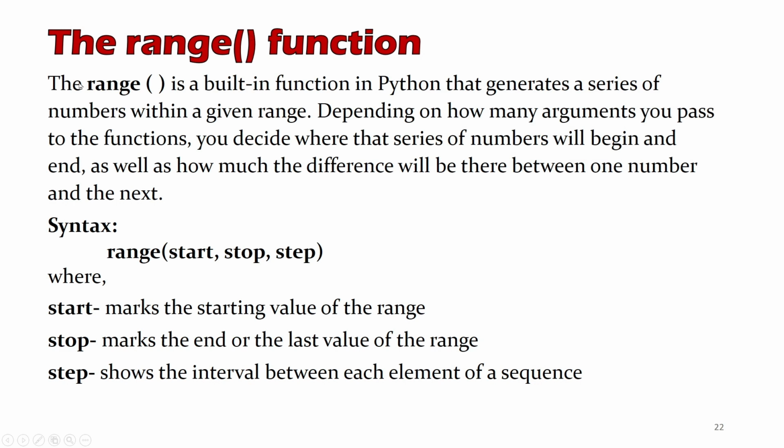Range function. The range is a built-in function in Python that generates a series of numbers within a given range. Depending on how many arguments you pass, arguments meaning the values you provide to the function, you decide where that series of numbers will begin and end, as well as how much the difference will be between one number and the next.